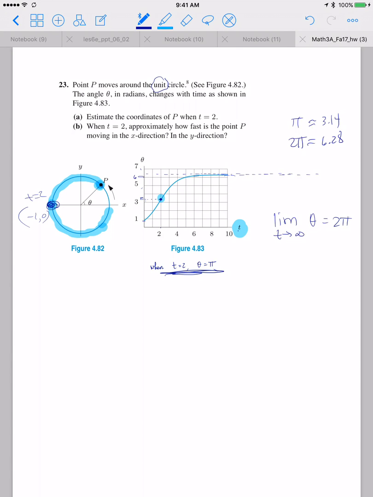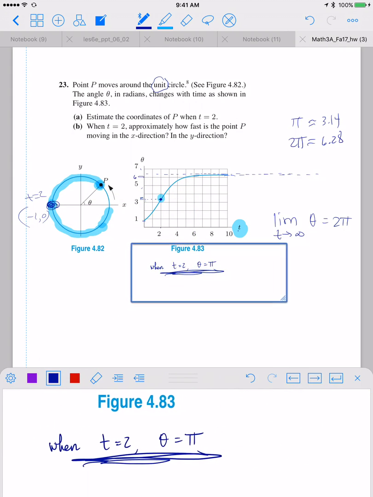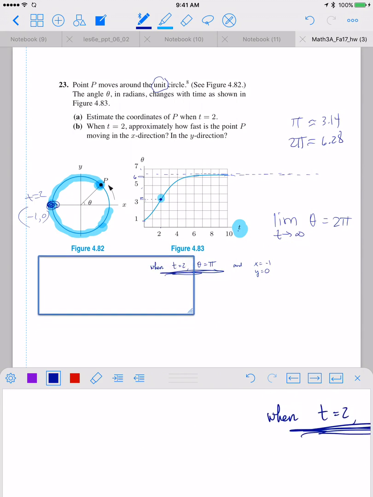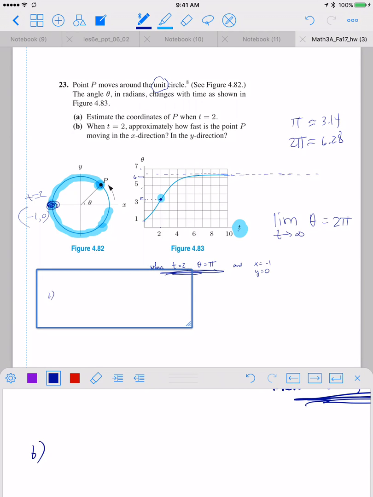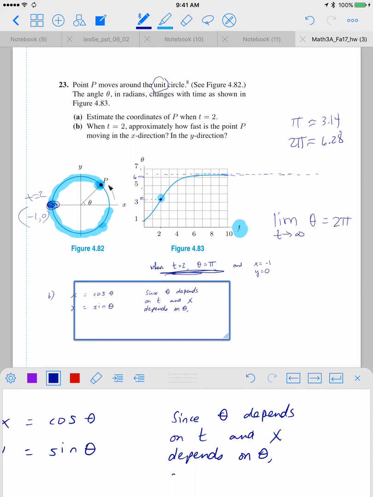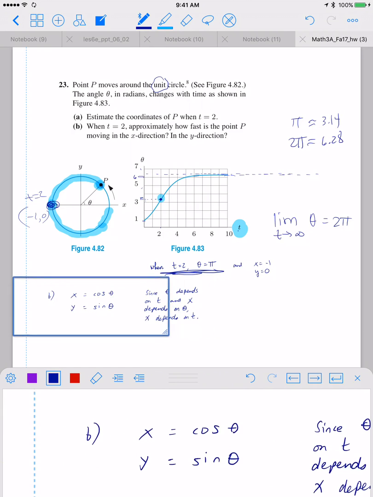So to estimate the coordinates when t equals 2, theta is equal to pi, x is equal to negative 1, y equals 0. Now, when t equals 2, approximately how fast is the point moving in the x direction? How fast is the point moving in the y direction? The key to this is to understand what the x direction is. It's going to be cosine theta. What is the y direction? It's going to be sine of theta, right? Since theta depends on t, and x depends on theta, really x depends on t. And the same thing goes for y.